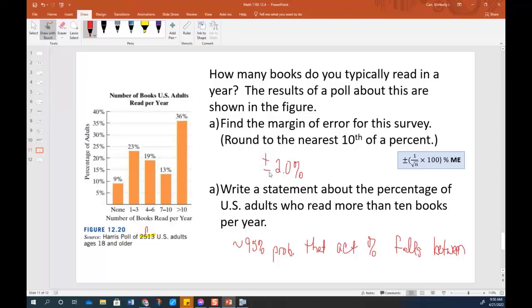And now what we're going to do is add and subtract 2% to the number that was given. So this was more than 10 books a year, so I'm looking at this last column, which is 36. If I subtract 2 from that, I'm going to say 34%. And if I add 2%, it's going to be 38%. So the 95% probability that the actual percentage of U.S. adults who read more than 10 books a year falls between 34 and 38%. And I am definitely in that group. I think I've read 2 books this week.